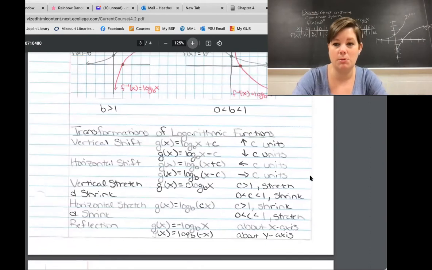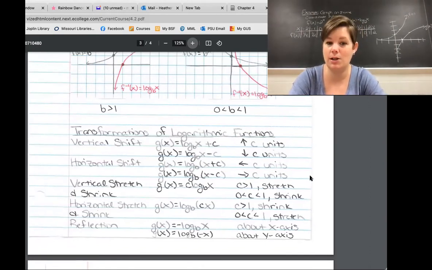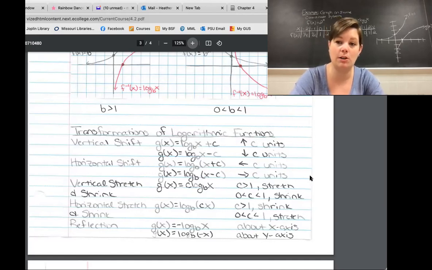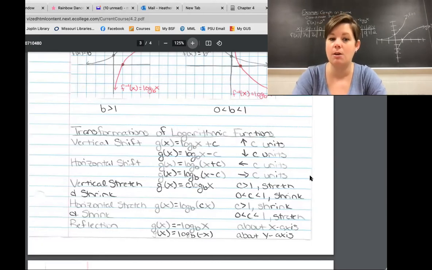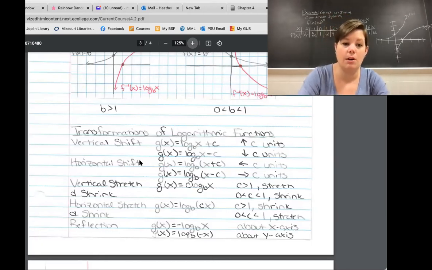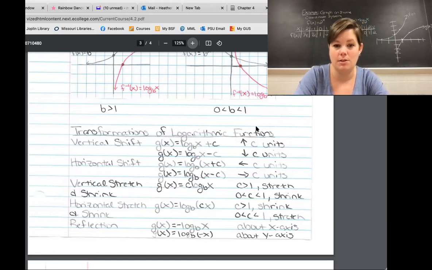So again, remember, you can pause this to write all this down. However, these are the same shifts that we've always done. This is the same shifting that we did in chapter 2 when we talked about regular functions and linear functions and all that kind of stuff. These are the same transformations that we did in 4.1 with the exponential, but now we're doing them with the logarithmic. So I'm not really going to talk through all this.